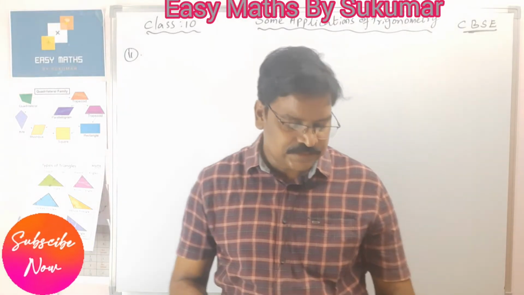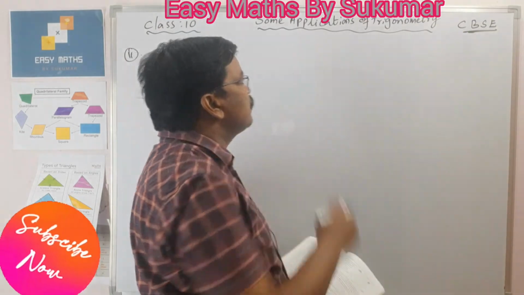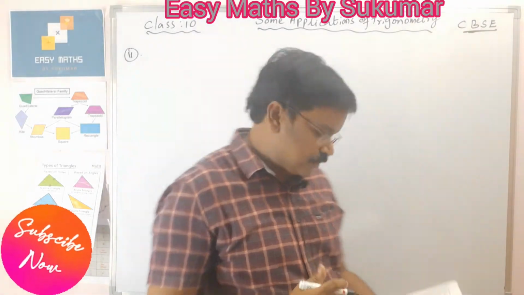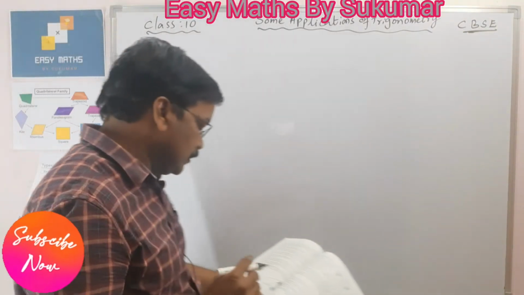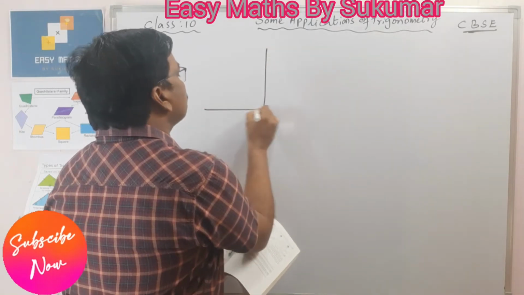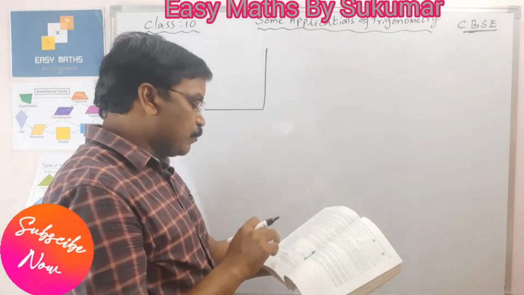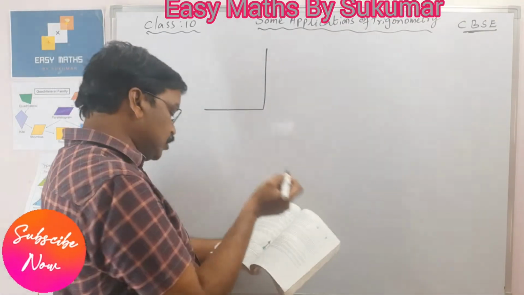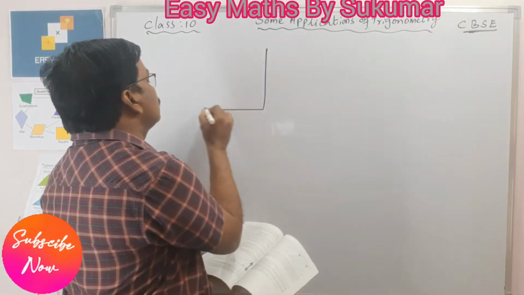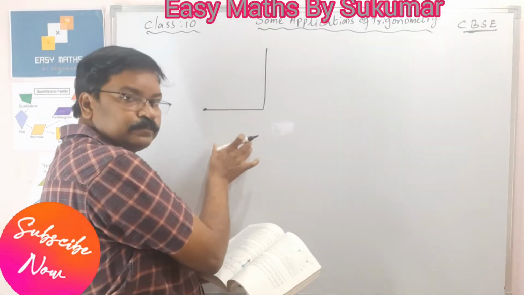To my class, 11th question, exercise 9.1, some applications of trigonometry for CBSE students. Here the question is like this. A TV tower stands vertically on a bank of a canal, from a point on the other bank directly opposite to this tower. Yes, this is the other bank of this canal.